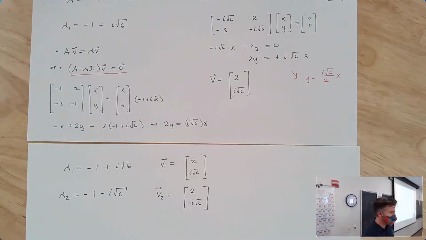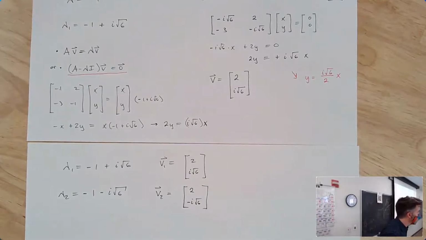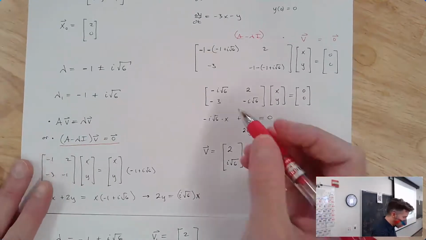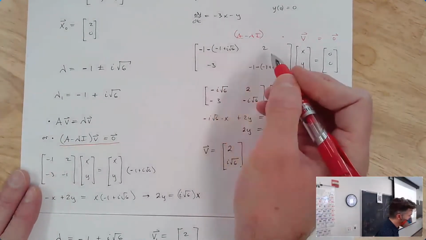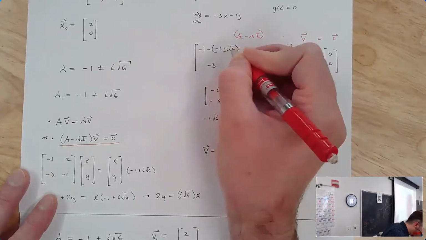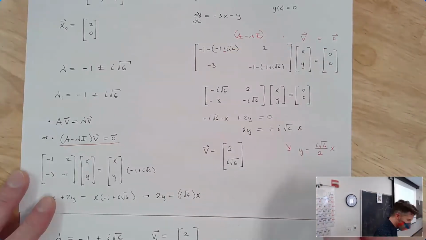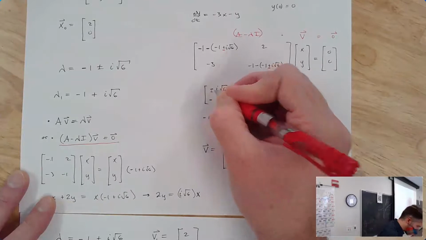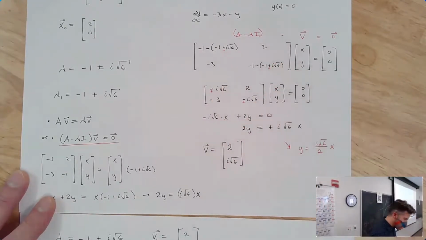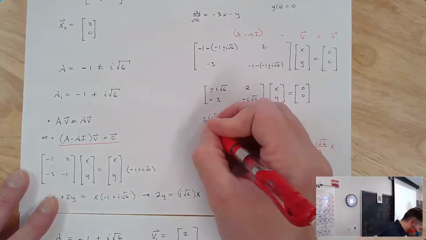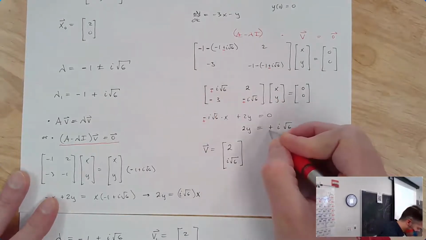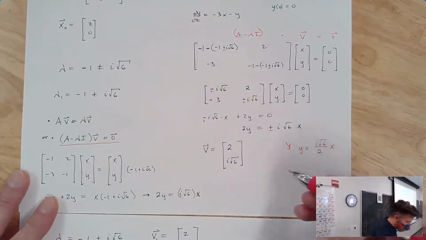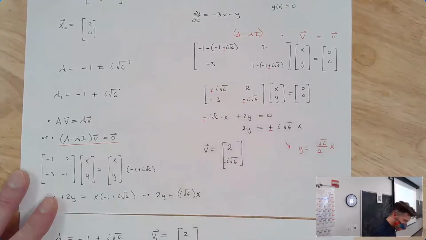I can show you all the work if you want, but I'm not really going to. Watch this. We go back up here. Instead of using -1 plus i root 6, I could have done -1 minus i root 6. That would have made this a plus i root 6, which would have made this a minus i root 6, and I could have picked x equal to 2 and y equal to minus i root 6.